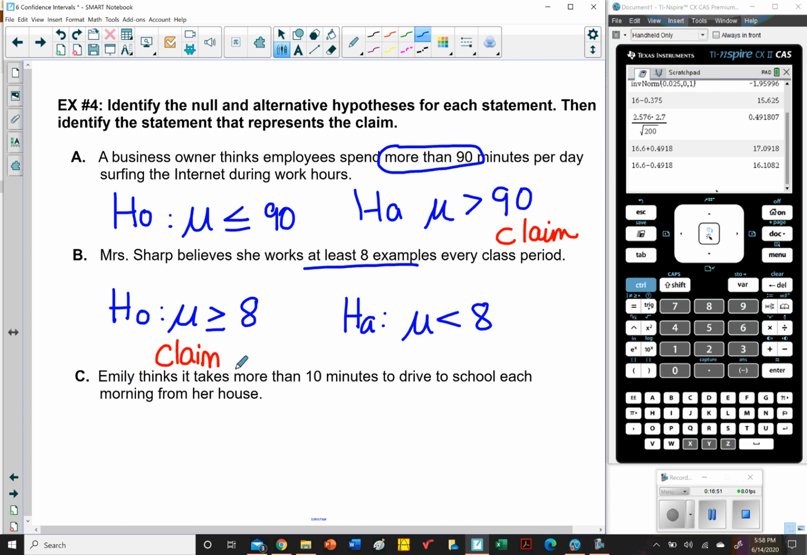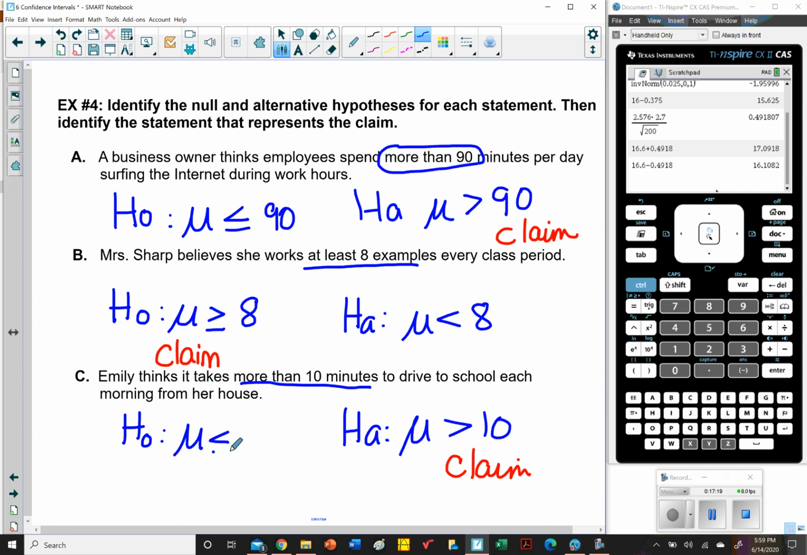And then the last one, Emily thinks it takes more than 10 minutes to drive to school each morning from her house. So this is like the first one in part A, which is the alternative hypothesis. It's an inequality where mu is greater than 10. That's our claim. And the null hypothesis, H0, is mu is less than or equal to 10 minutes.